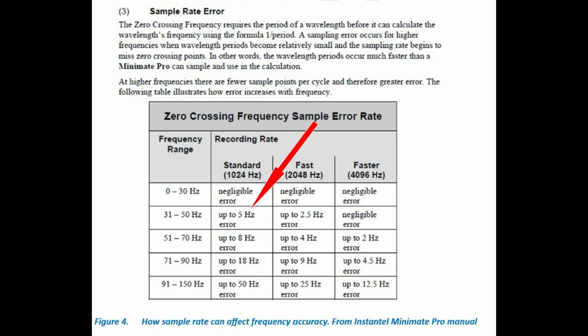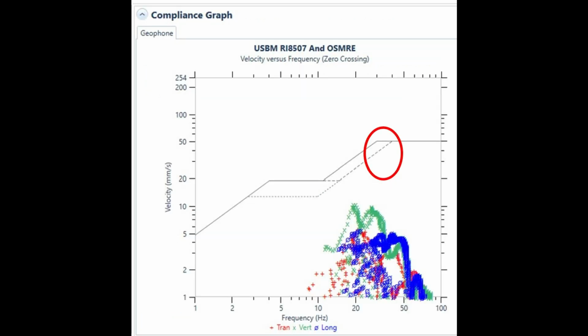There can be some potential error in the frequency of up to 5 Hz in the 31 to 50 Hz range, which can be important. As looking at a compliance curve, you can see we definitely do not want to have errors in this range as we are trying to stay below this Z curve.